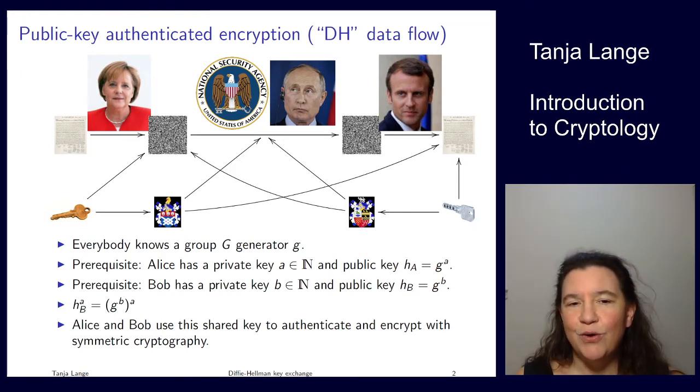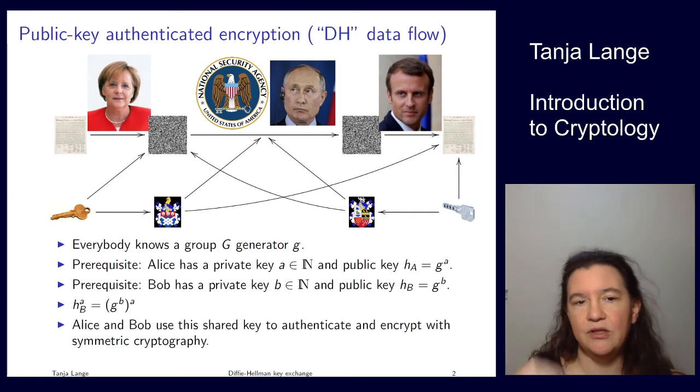And now these coats of arms and locks and so on turn into very simple objects. So the private key is simply a positive integer. And the public key is the generator raised to this private key, so to this integer. So Alice's public key is G to the A, and Bob's public key is G to the B. Now, how can we combine, say, Alice's secret key A with Bob's public key G to the B? She can compute Bob's public key to her private power A. So that gives us the H_B to the A that you see there.